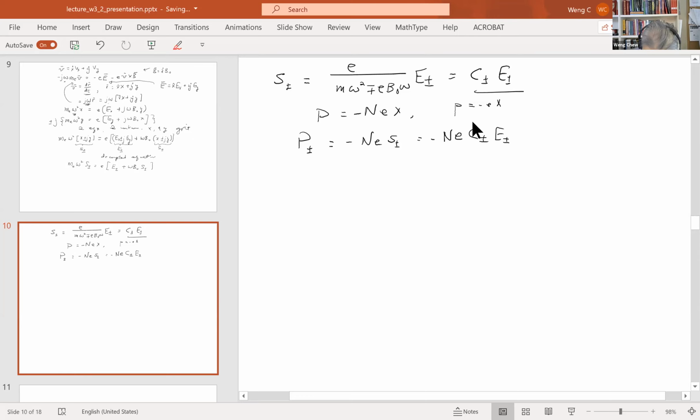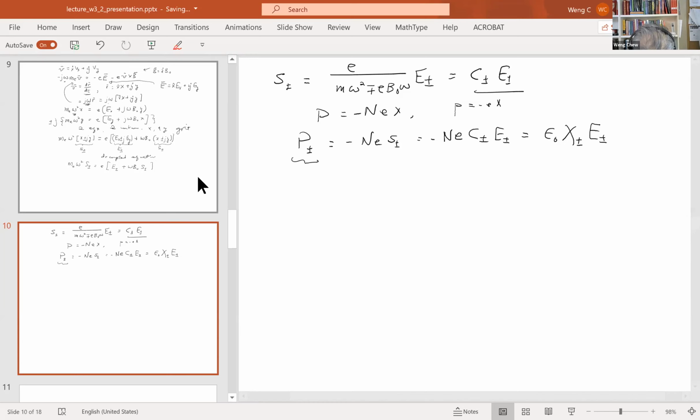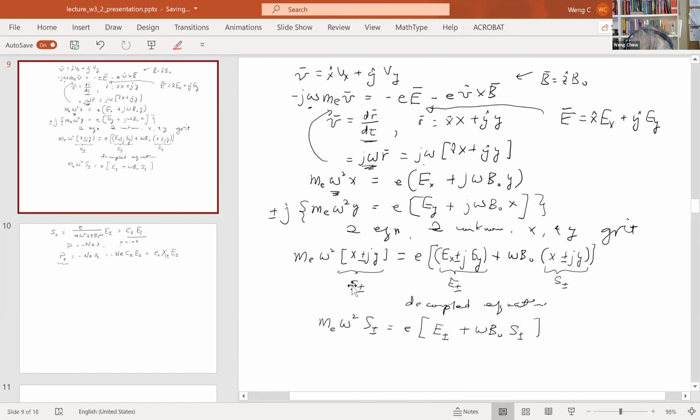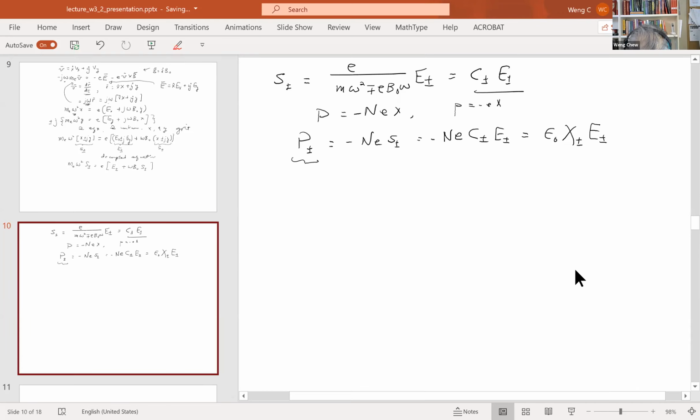So you find a relationship between P and E, okay? P and E, and you can define a new chi in this manner. But these are expressed in terms of this linear superposition. The P plus and minus are just this. S plus and minus is this, E plus and minus is this. And at the same time, you can say P plus and minus will be just PX plus minus JPY, okay? So you can do this kind of thing.